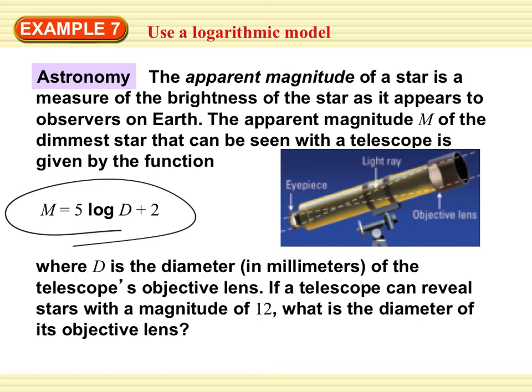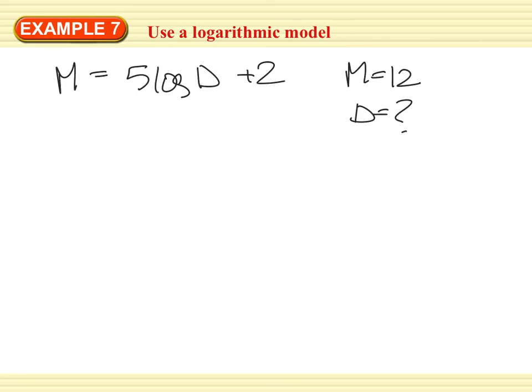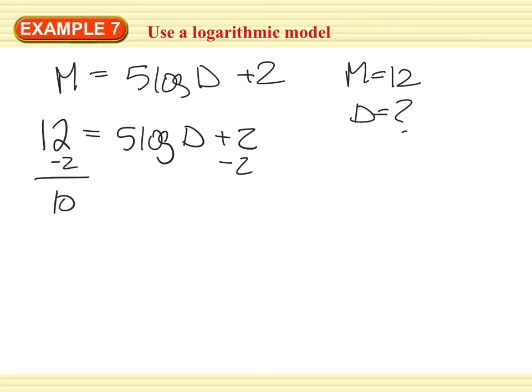We see d is the diameter of the objective lens, and that's what we're trying to solve for right there. Magnitude 12 is what we have right there. So let's go ahead and try it. I've got m equals 5 log d plus 2, where m is 12 and we're solving for d. So I have 12 equals 5 log d plus 2. That's a beautiful 2. So I'm going to subtract 2 from both sides.